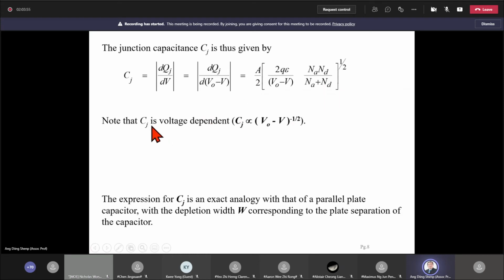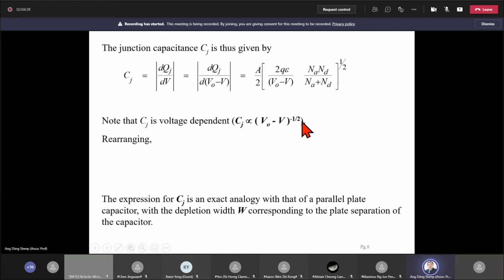So this is the equation for the junction capacitance. Notice that Cj is voltage dependent. This is a very big difference compared to the simple parallel plate capacitor, which is constant irrespective of the voltage applied across the two plates. On the other hand, the junction capacitance is voltage dependent. I will come to why that is the case later on. Since the rest of the terms are constant, for example the cross-sectional area A, the permittivity, the charge Q, and the doping terms are usually fixed, we can say that Cj is proportional to the inverse of the square root of V0 minus V.